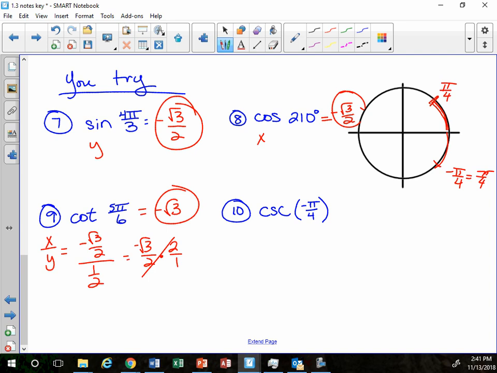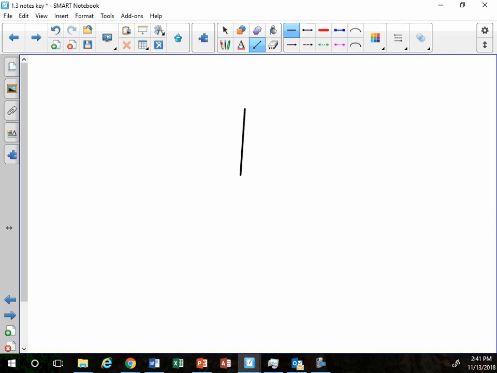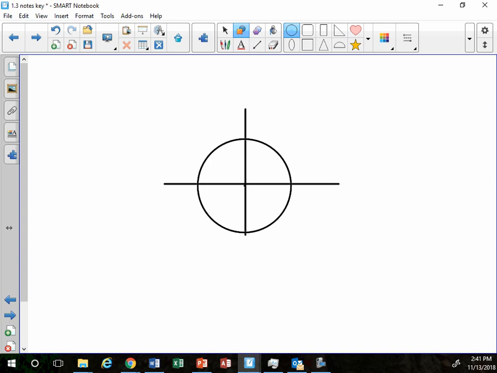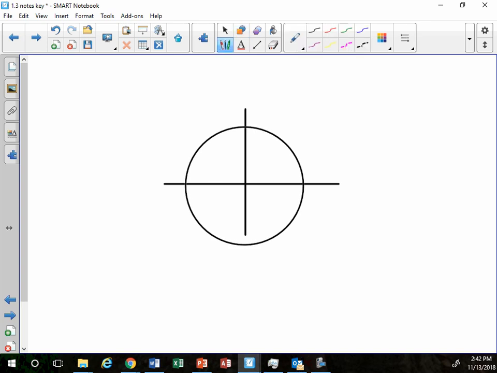Let me show you one more to make sure we get it. Let's think about if I went 120 degrees. Guys, where would negative 120 degrees be? I went a whole quadrant and a little bit, right? So backwards I would go a whole quadrant and a little bit. It's going to be down there. Does that make sense? Okay, so it's just how you're traveling.